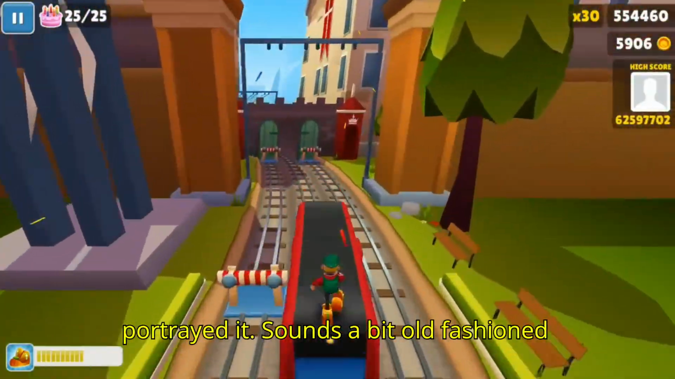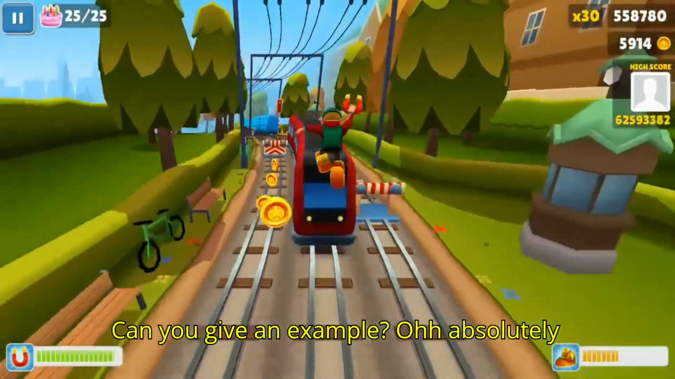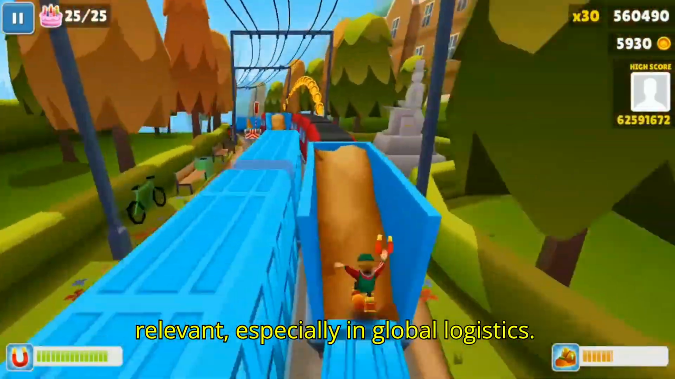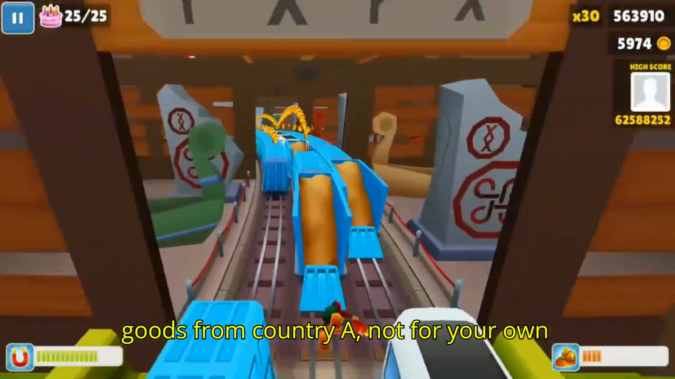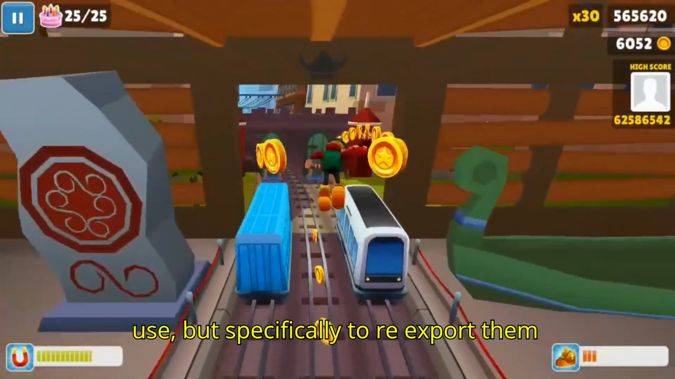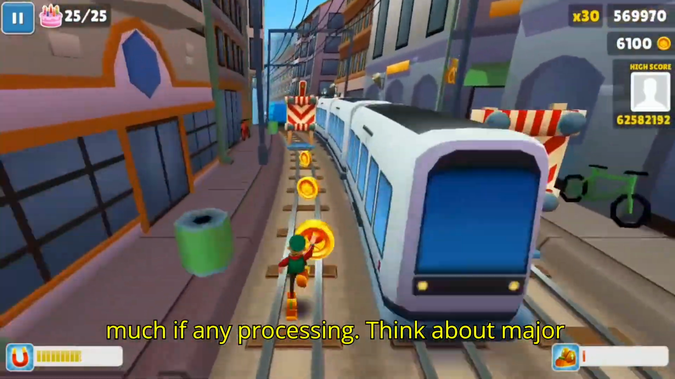Entry port trade. It sounds a bit old-fashioned, but you're saying it's still relevant. Can you give an example? Oh, absolutely relevant, especially in global logistics. The definition is basically importing goods from country A, not for your own use, but specifically to re-export them quickly to country C, usually without much, if any, processing.